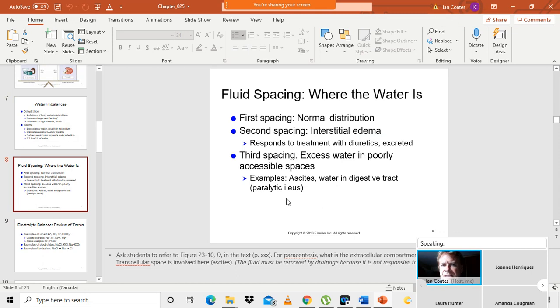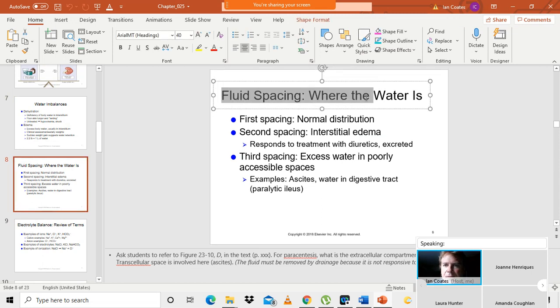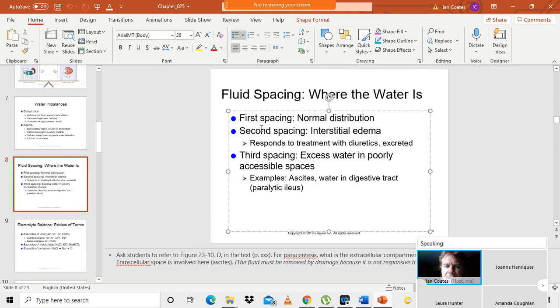This is interesting. Fluid spacing. And you know what I mean? It's a nice little paragraph there in your book. And yeah, have a look at it. Give it a read. It's talking about first spacing. This is where the water normally goes. Okay? Where the water normally goes, this is where it's supposed to be.